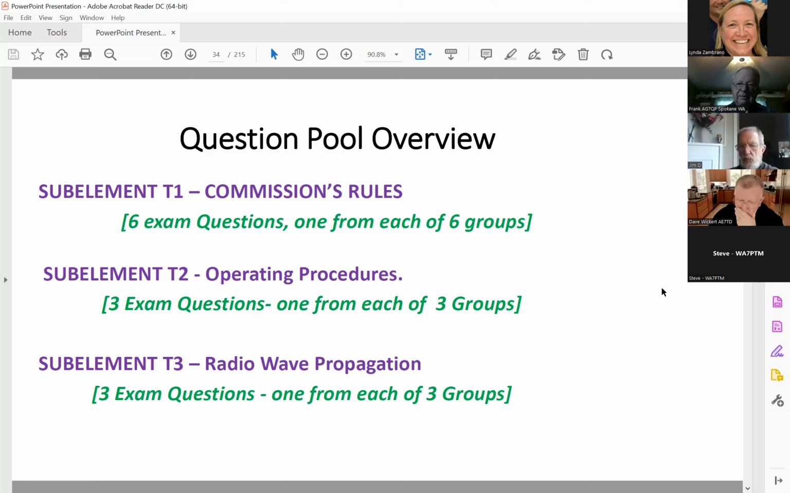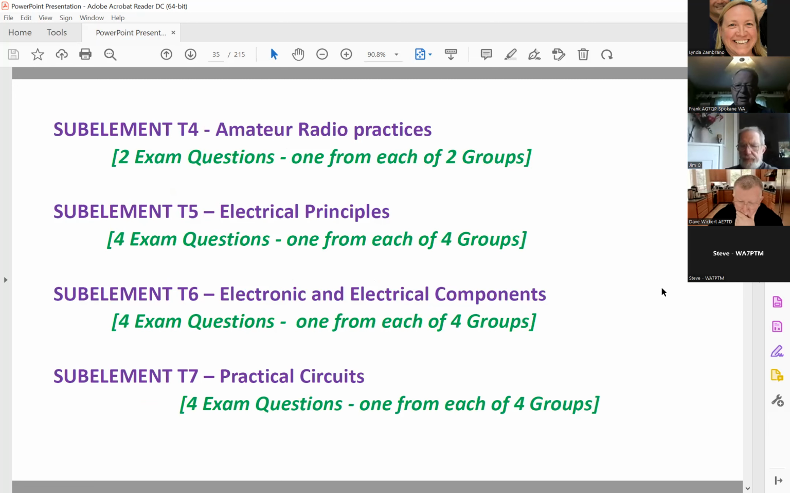Okay, operating procedures, a lot the same way. Again, that's a lot of memorization because it's just how you're supposed to operate. Then you have radio wave propagation. That's where the science starts coming in. T4 is amateur radio practices. And again, this is how we do things, not necessarily scientific principles, but practices that we have, to say, the social context of how we behave when we're using a radio.